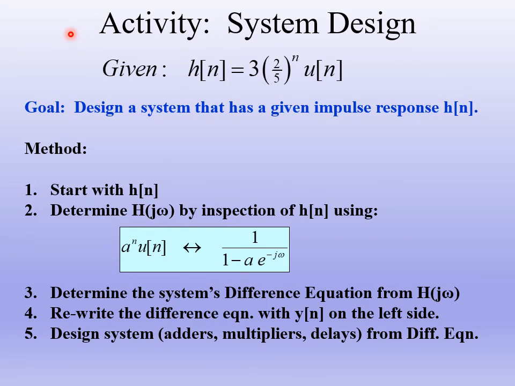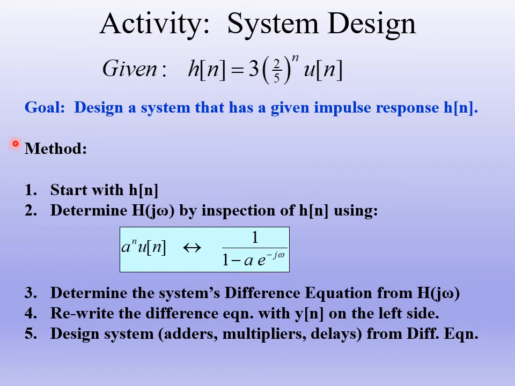So this activity, it's a system design activity. You're given an impulse response, h of n, which is equal to 3 times 2/5 to the n times a step function of u of n. And your goal is to design a system that has this impulse response.